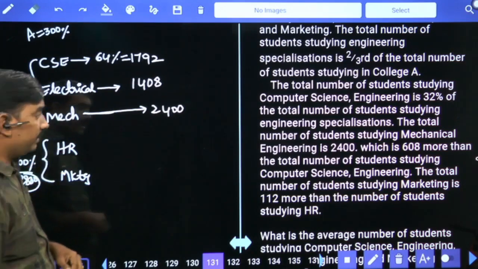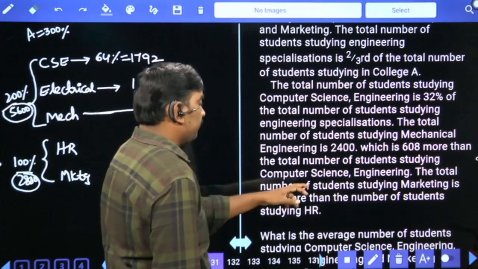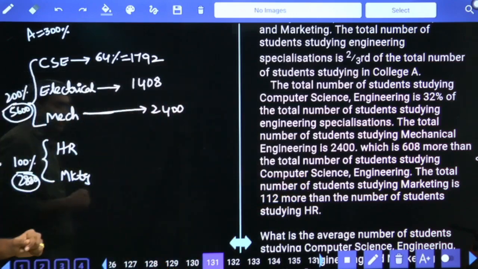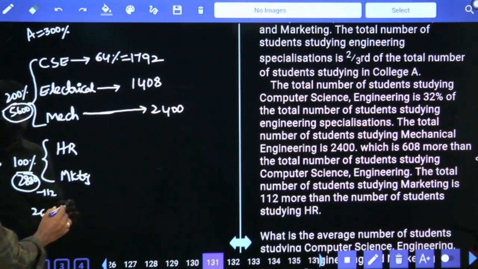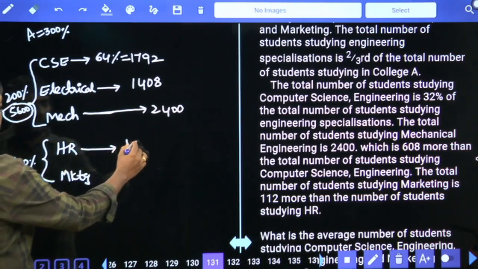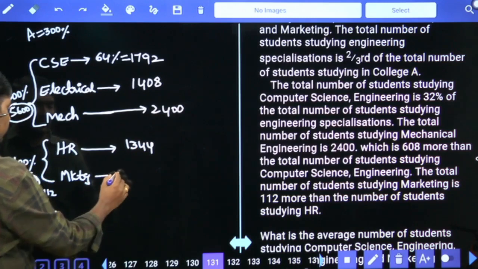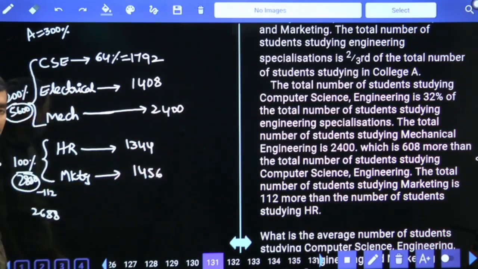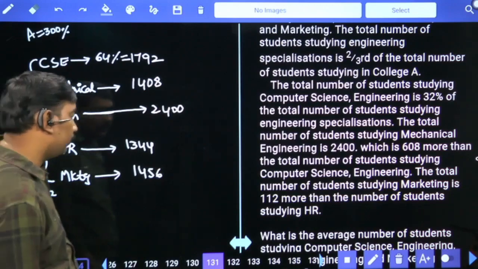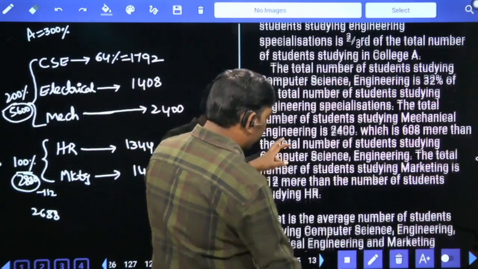Next, HR and marketing. Number of students studying marketing is 112 more than the number of students studying HR. So 2800 minus 112 means 2688. Half of 2688 is 1344, and this is 112 extra, 1456. Marketing 1456. These are the total number of students.